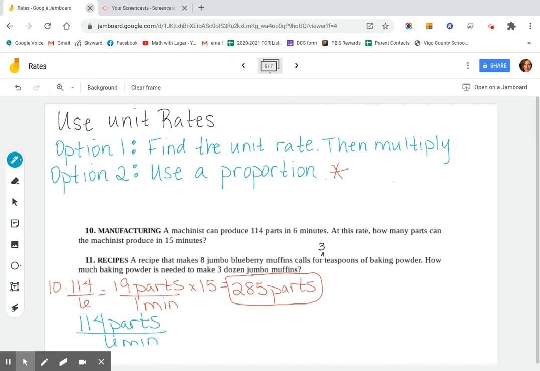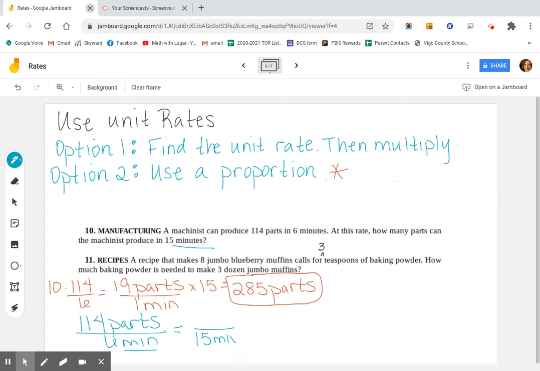Now, in a proportion, you have two fractions with an equal sign in the middle. So the rest of that information is what I'm going to use on the second fraction. It says at this rate, how many parts can the machinist produce in 15 minutes? 15 minutes. I had minutes on the bottom, so I need to continue putting minutes on the bottom. The key is to be consistent.